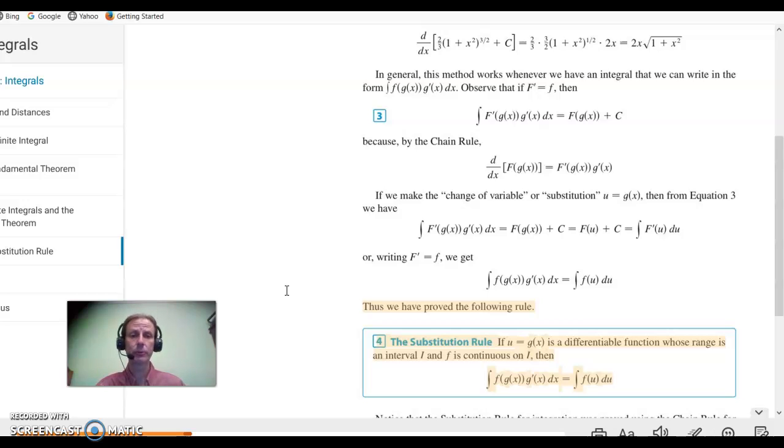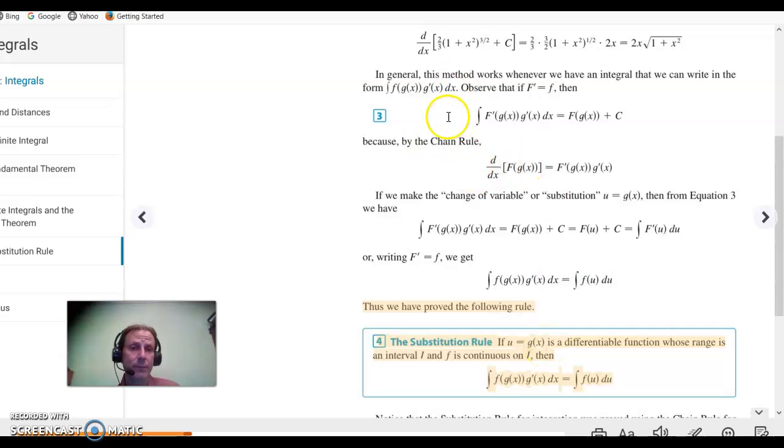In this video, I'm going to be giving you my take on section 5.5, which is about the substitution rule. So the substitution rule boils down to the fact that the integral of a function f applied to another function g times the derivative of g is the same as the integral of just f of u du if you let u be g of x.